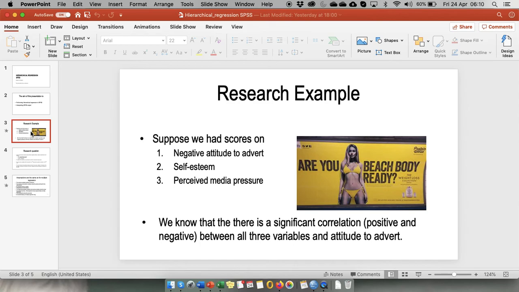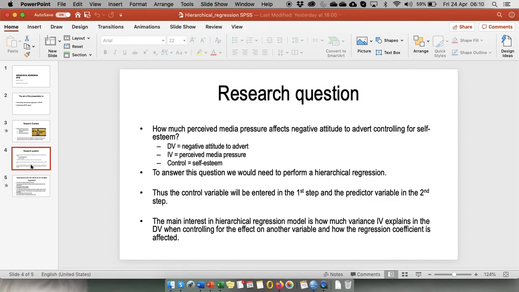The example we'll use in this demonstration comes from the research on the advertisement that received plenty of complaints and was eventually banned from public spaces like underground. And suppose we have assessed people on their attitude towards the advert, their levels of self-esteem, and their perceived media pressure. What we want to know is how much media pressure affects these negative attitudes towards the advert.